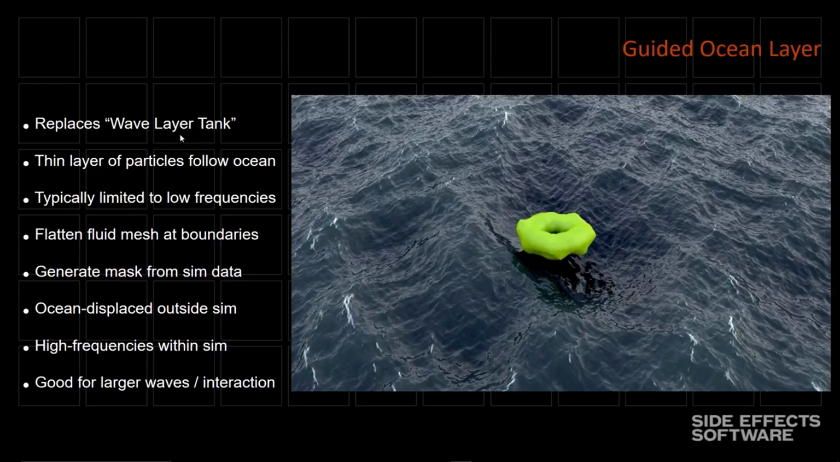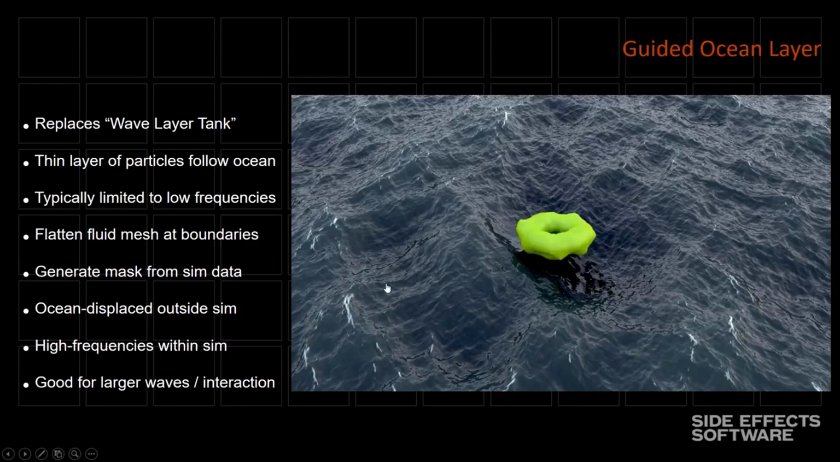And so this is a setup that's really better for larger waves, simulations where the dynamics of the ocean really drive the simulation in a lot of ways. The interaction between the objects and the waves are kind of the primary part of the simulation. And the size of the waves tends to be bigger, or at least as big as the objects we're dealing with. So that's when you would use this versus something like the ocean flat tank.